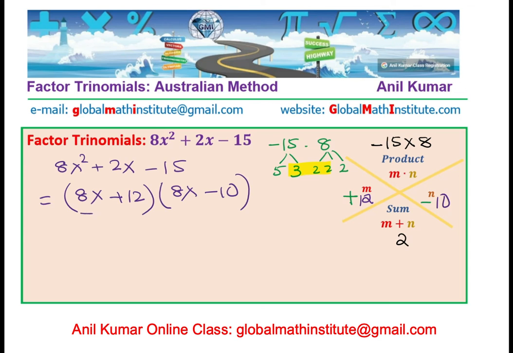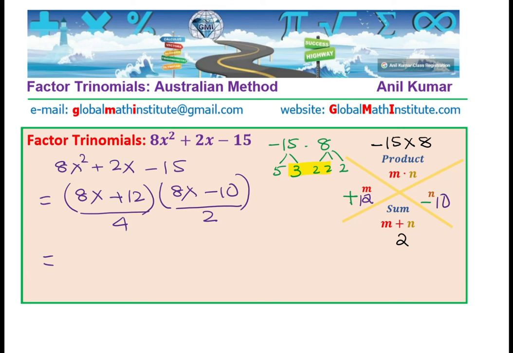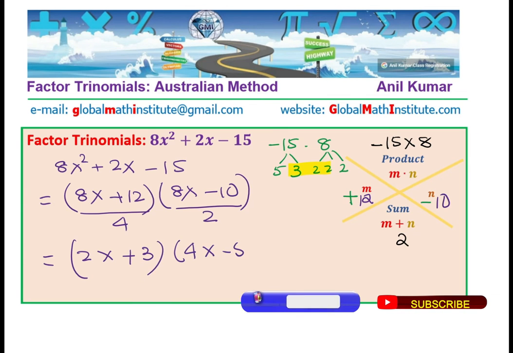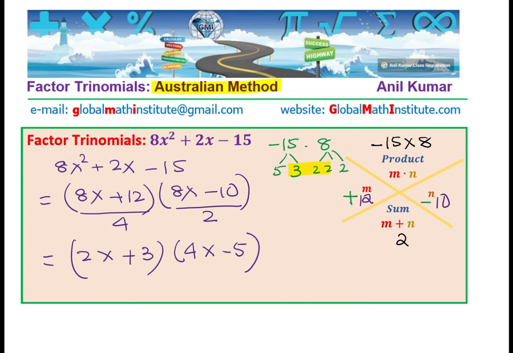So you can divide this by 4 and the other number by 2. Do you see that? So we got 8 in the denominator. That is the real way of doing it, much faster, right? So when you divide by 4, you get 2x plus 3 as your first term, and the second term will be 4x minus 5. That is the simplest way of factoring this trinomial, and this is the advantage of the Australian method. So I hope with this it's absolutely clear how do we factor using the Australian method.